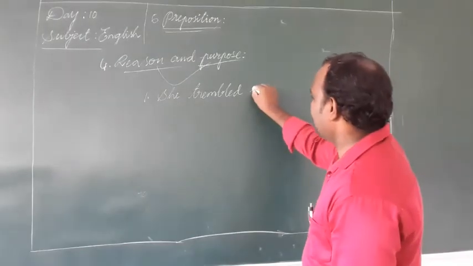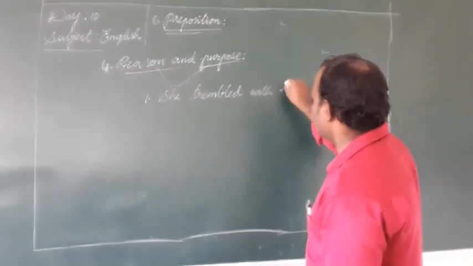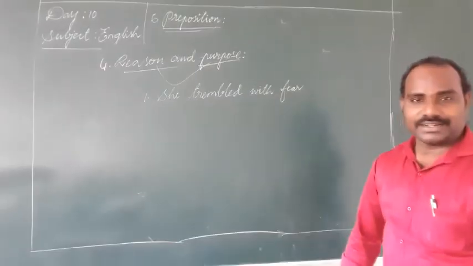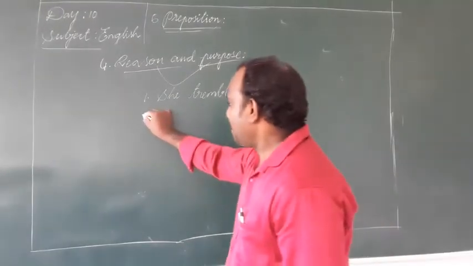First sentence. She trembled with fear, or with anger, or with shiver or cold. Number two.